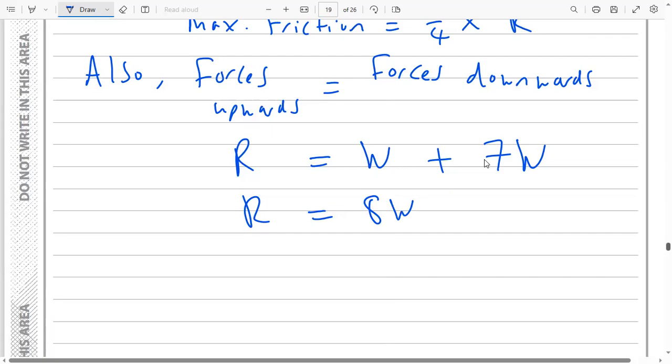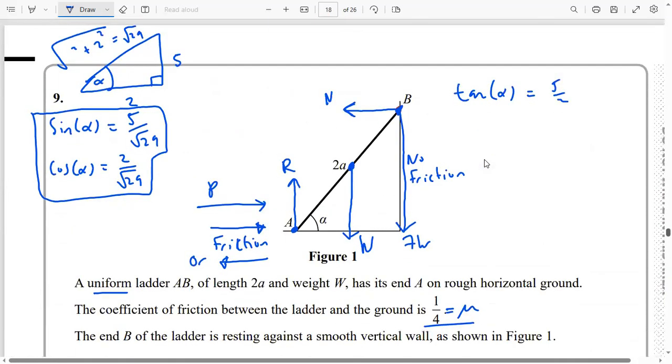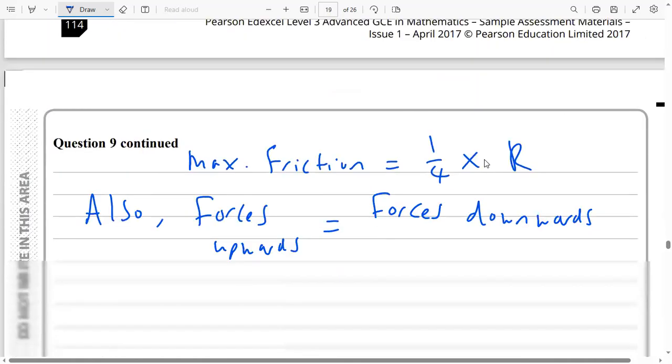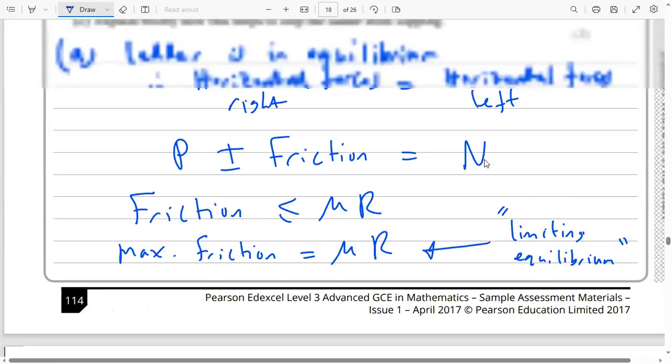So our normal reaction force acting at A is 8W. Okay, so what does that all mean then? It means our maximum friction is going to be 1/4 times R. So max friction is equal to 1/4 times 8W, which equals 2W. So we know that piece of information as well.